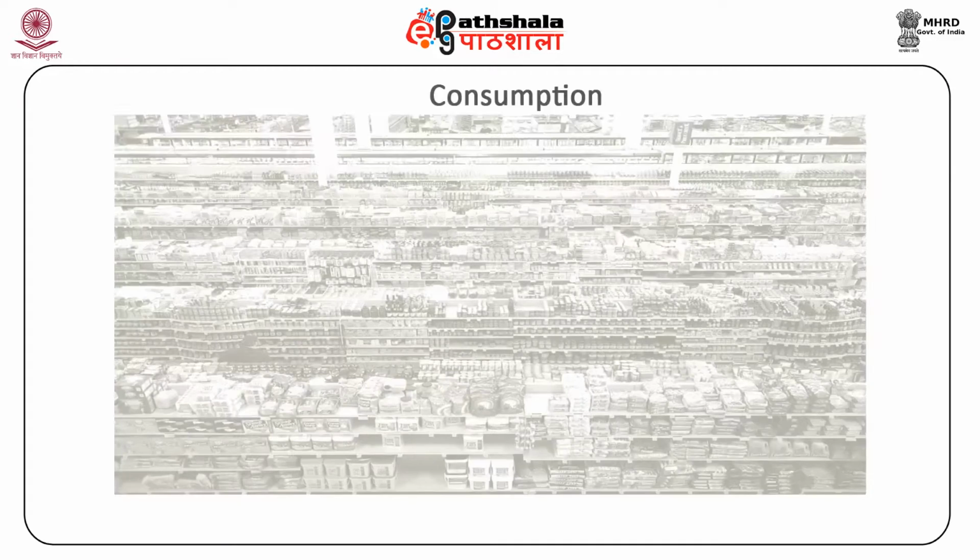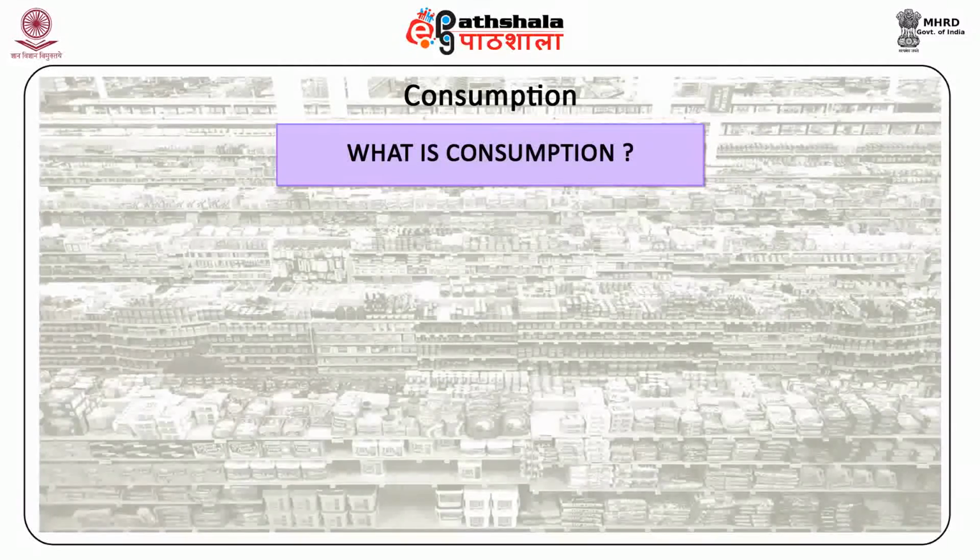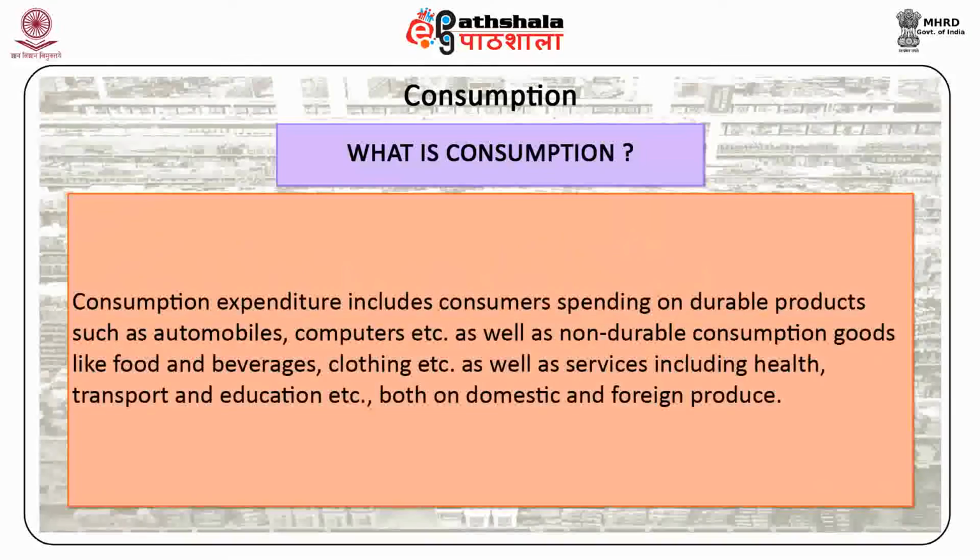First, we will discuss what consumption is. Consumption expenditure includes consumer spending on durable products such as automobiles, computers, etc., as well as non-durable consumption goods like food and beverages, clothing, etc., as well as services including health, transport and education, both on domestic as well as foreign produce.